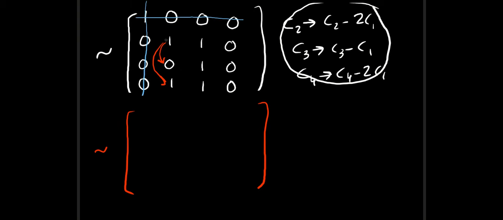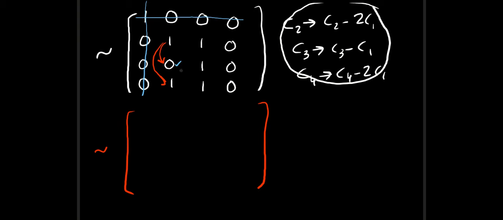Now we move diagonally and it's already 1. If it is not 1, we have to create 1 by multiplying by the reciprocal of the number which is here. Now convert all the elements beneath this 1 into 0.